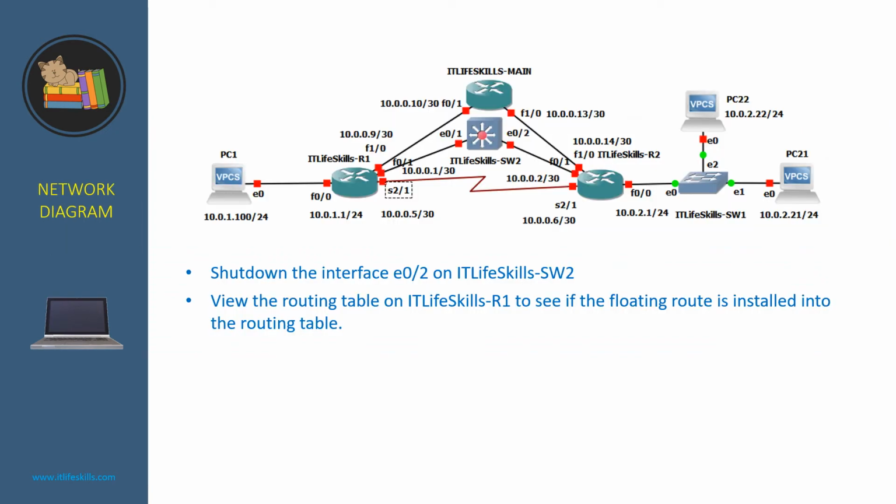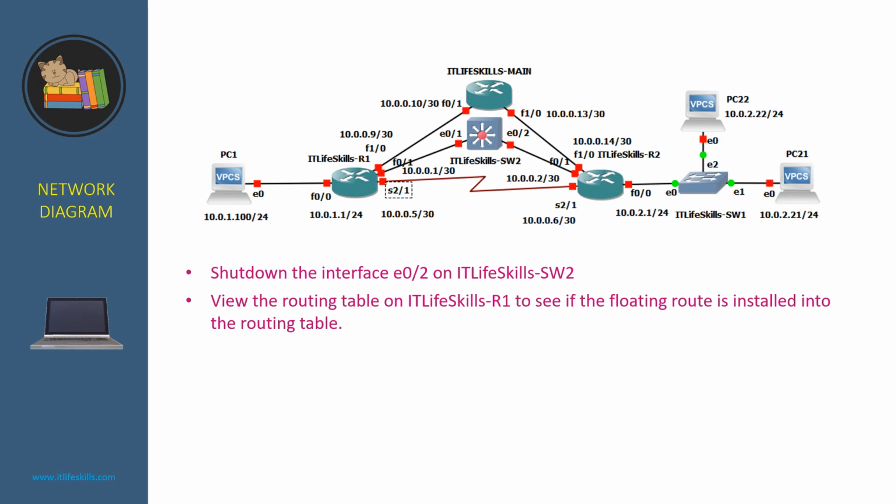Let's look into a scenario in which the main connection has failed, but the floating route for the backup connection is not installed into the routing table. As you may notice, there's the IT Life Skill Switch 2 installed in between IT Life Skill R1 router and IT Life Skills R2 router. In this scenario, we will shut down the interface E02 on IT Life Skill Switch 2. Then we view the routing table on IT Life Skills R1 to see if the floating route is installed into the routing table.